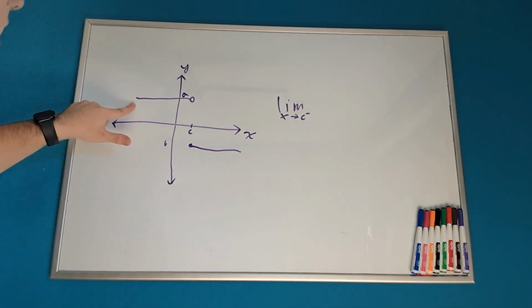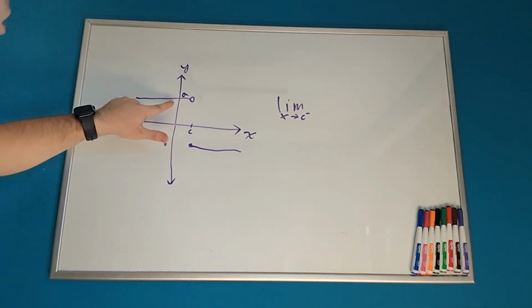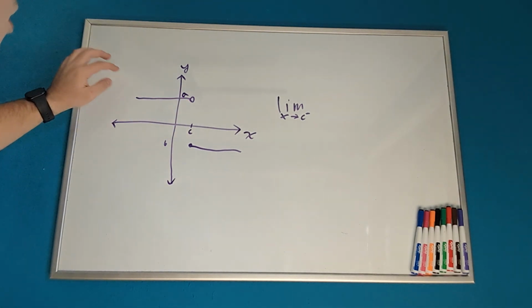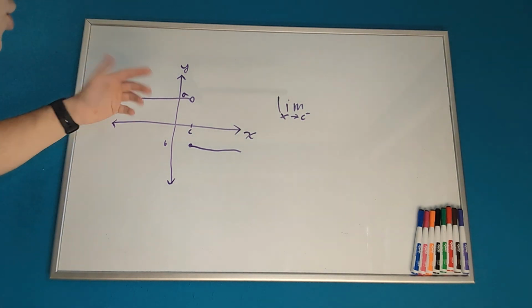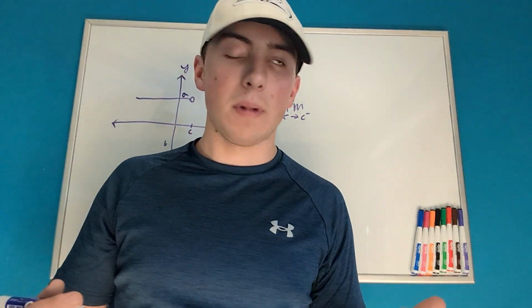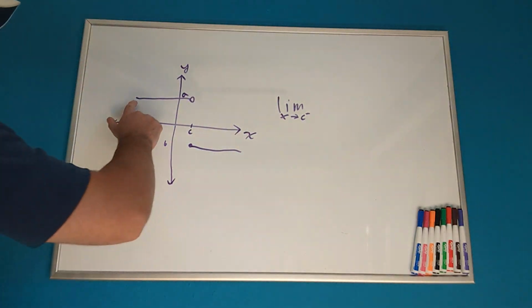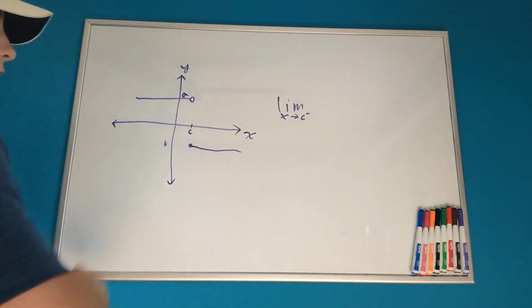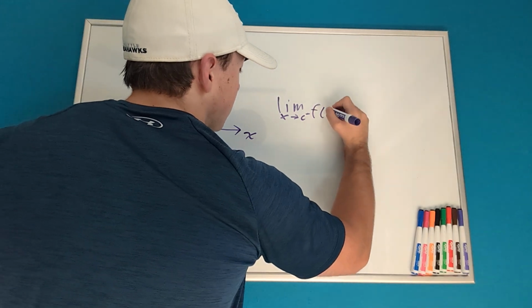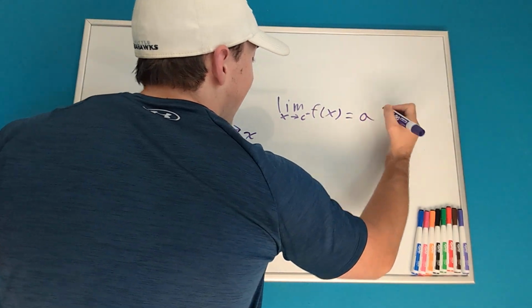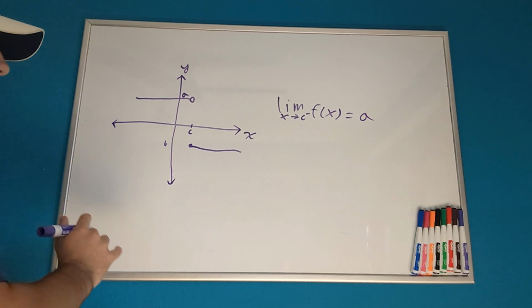Well, the values less than c are over here. So as we get closer and closer to c, we're staying on the line where y equals A, right? This is just how the piecewise function that I've made worked out. It's a pretty simple one. So we're staying on the line y equals A. So we are approaching A. We'll call this f of x. So this limit equals A.